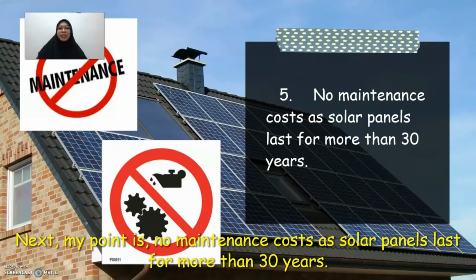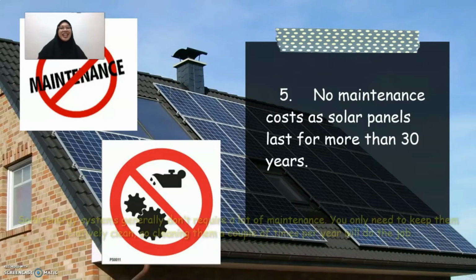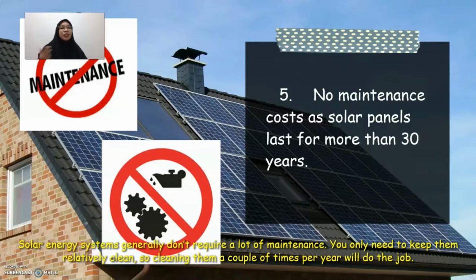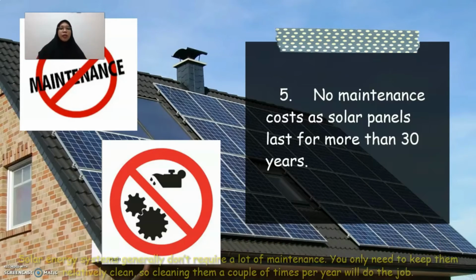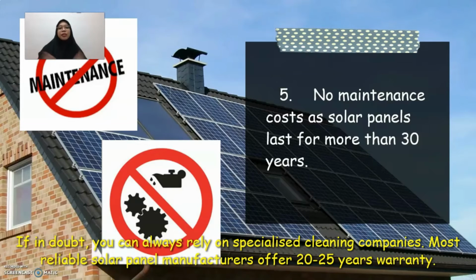Next, my point is no maintenance cost, as solar panels last for more than 30 years. Solar energy systems generally don't require a lot of maintenance. You only need to keep them relatively clean, so cleaning them a couple of times per year will do the job. If in doubt, you can always rely on specialized cleaning companies. Most reliable solar panel manufacturers offer a 20 to 25 year warranty.